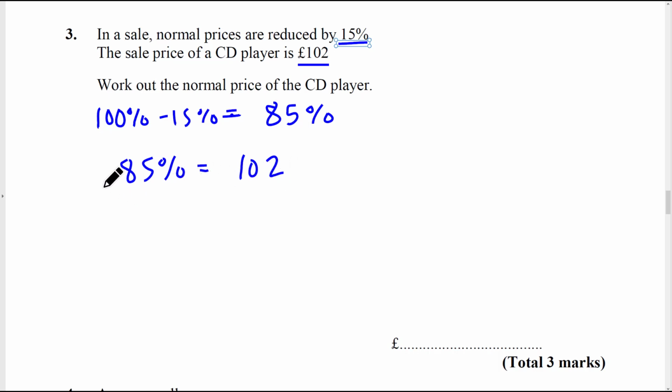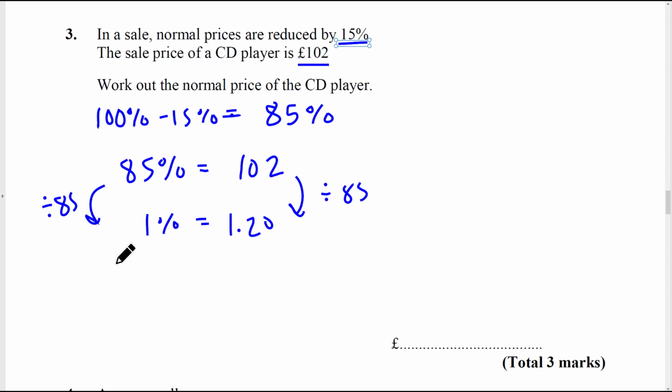Now, this will probably be on a calculator. So divide by 85 to get to 1%. Divide by 85. So 1% equals £1.20. Now we just times that by 100 to get up to 100%. And that's going to equal £120. By that method, the mark scheme will give you the full marks.